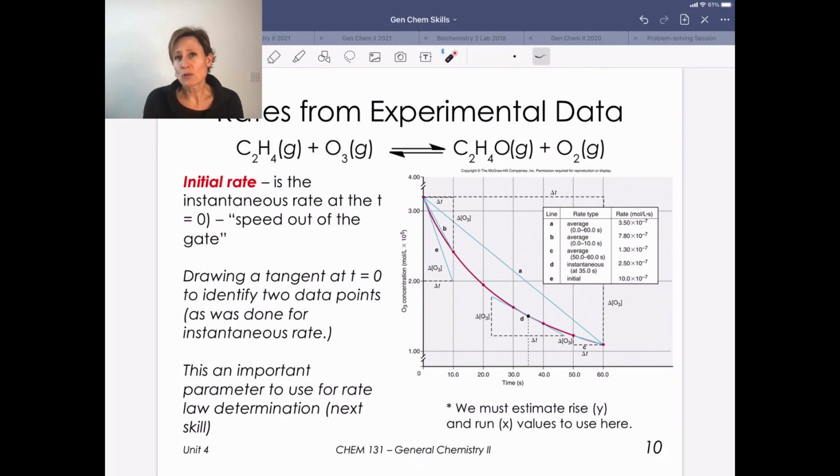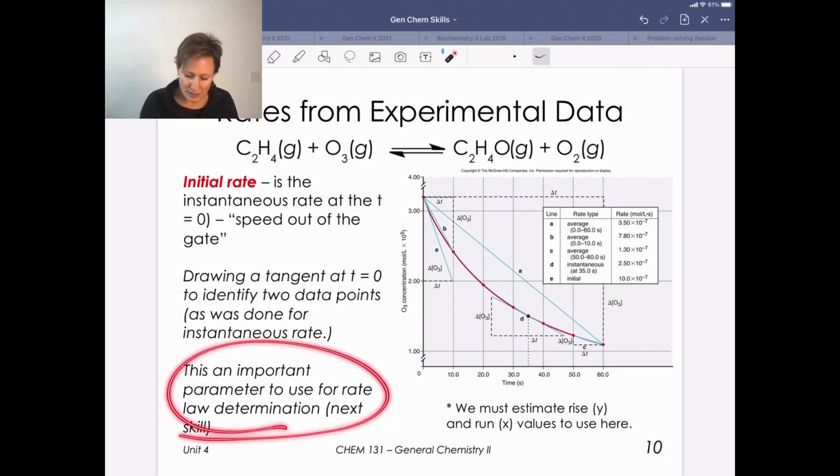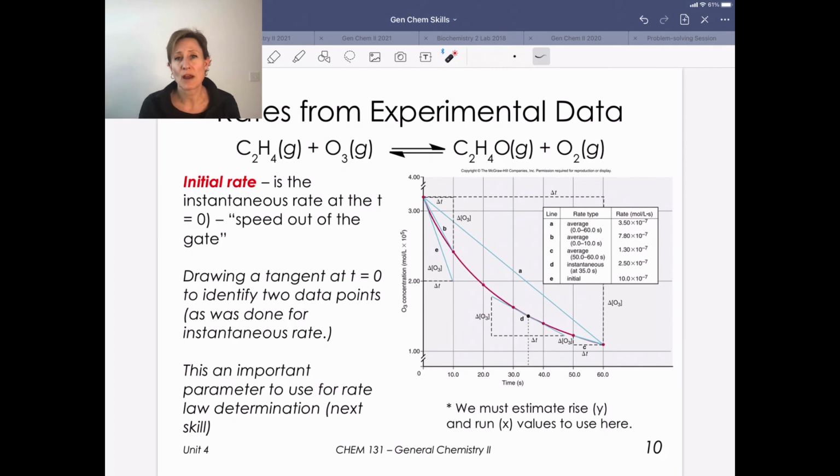So there's really only two kinds of measurements that we're going to do. There's an average rate where we have 2 points on the line, an instantaneous rate where we use a tangent to find those 2 points on the line. And at the very end, we're going to talk about this initial rate, which is a special kind of instantaneous rate. This idea of an initial rate is really important because this is going to be the parameter that we're going to use for our next skill.